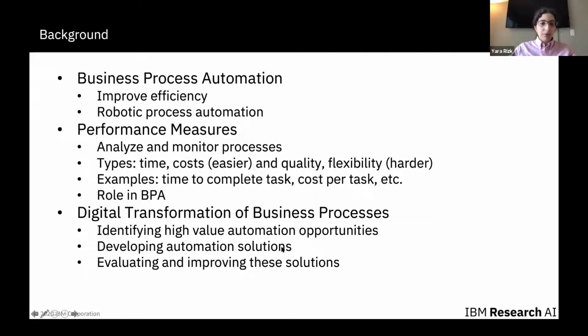And so this is where, in the digital transformation of these business processes, it's not only important to provide RPA solutions or just automation solutions more generally, but it is also important to identify where the high-value automation opportunities lie and how we are evaluating and improving these solutions throughout their lifetime.